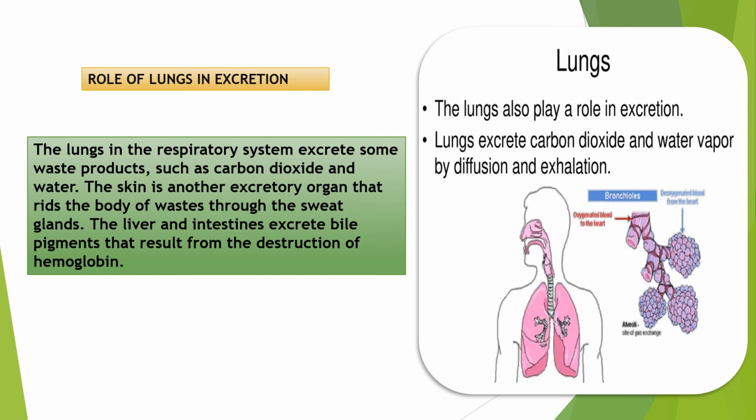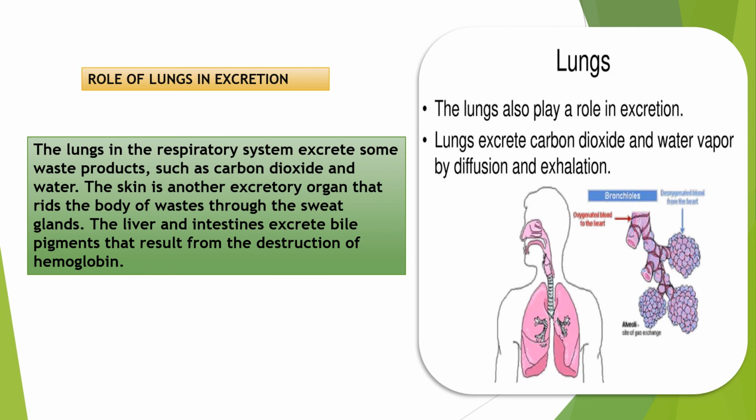And the last but not the least is role of lungs in excretion. The lungs in the respiratory system excrete some waste products such as carbon dioxide and water. Carbon dioxide means CO2 and water means H2O. The skin is another excretory organ that rids the body of waste through the sweat glands. The liver and intestines excrete bile pigments that result from the destruction of hemoglobin.